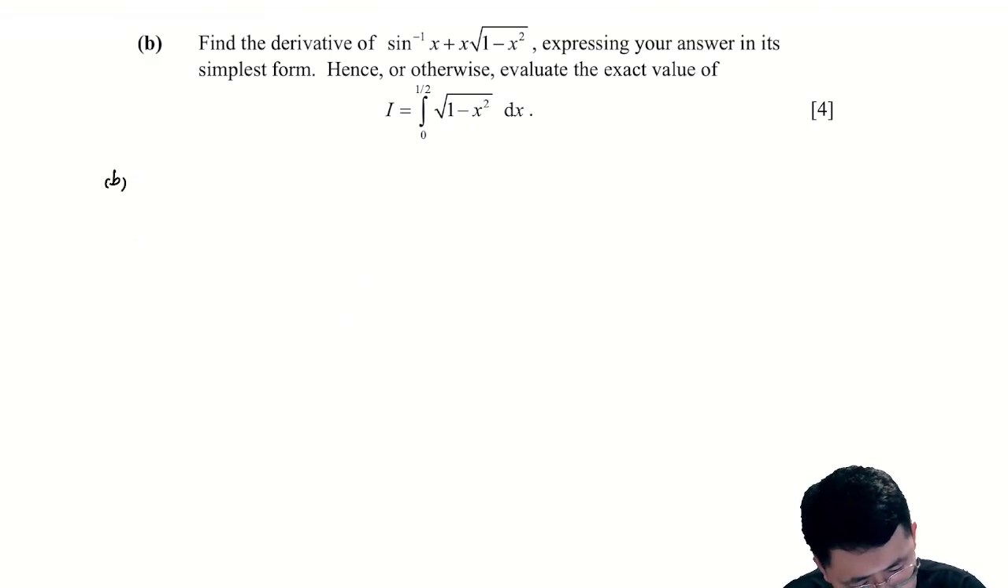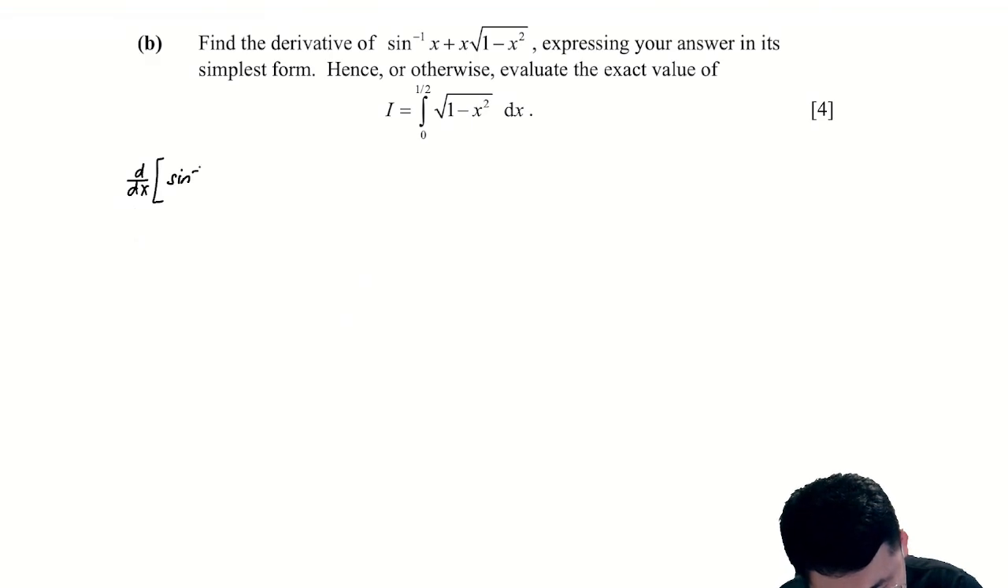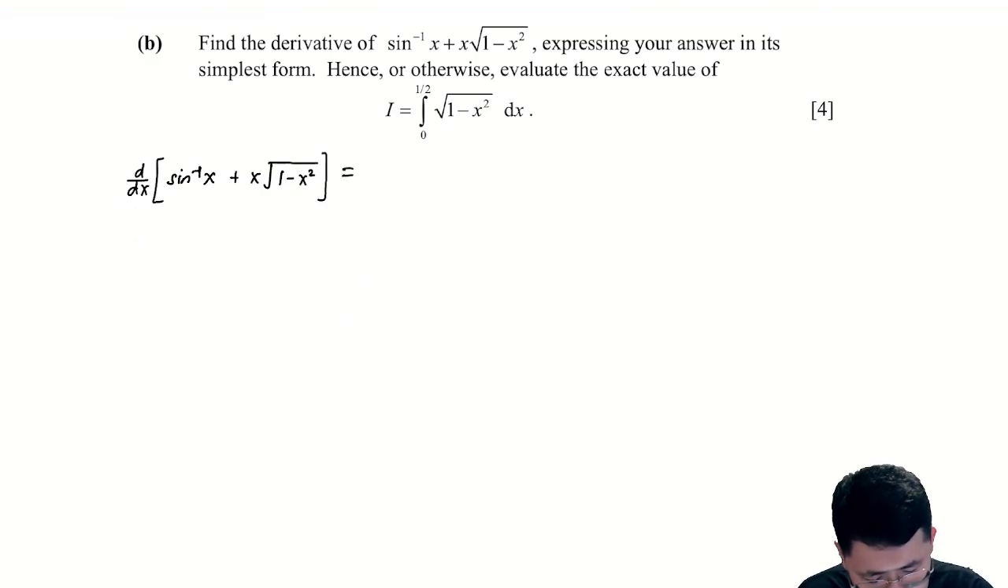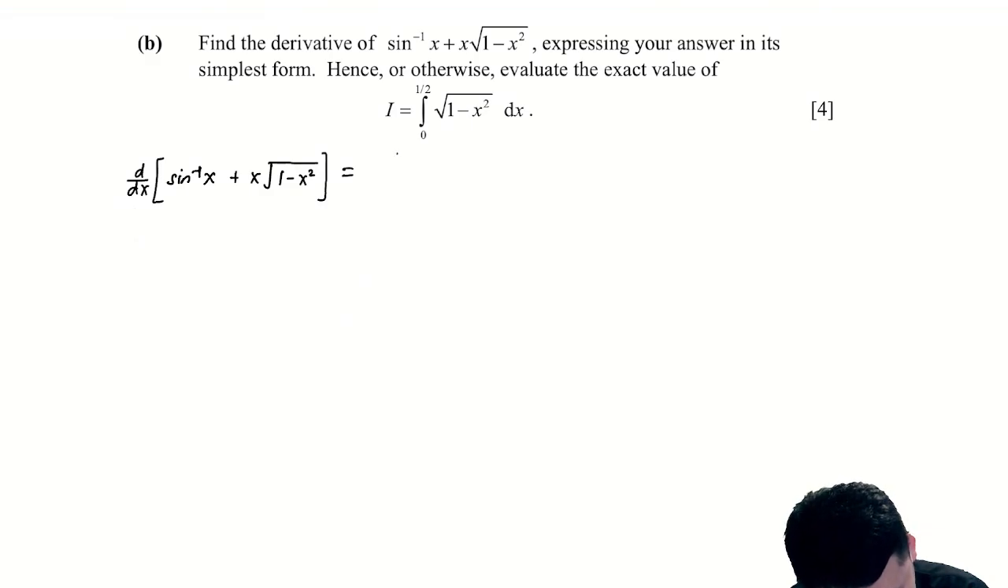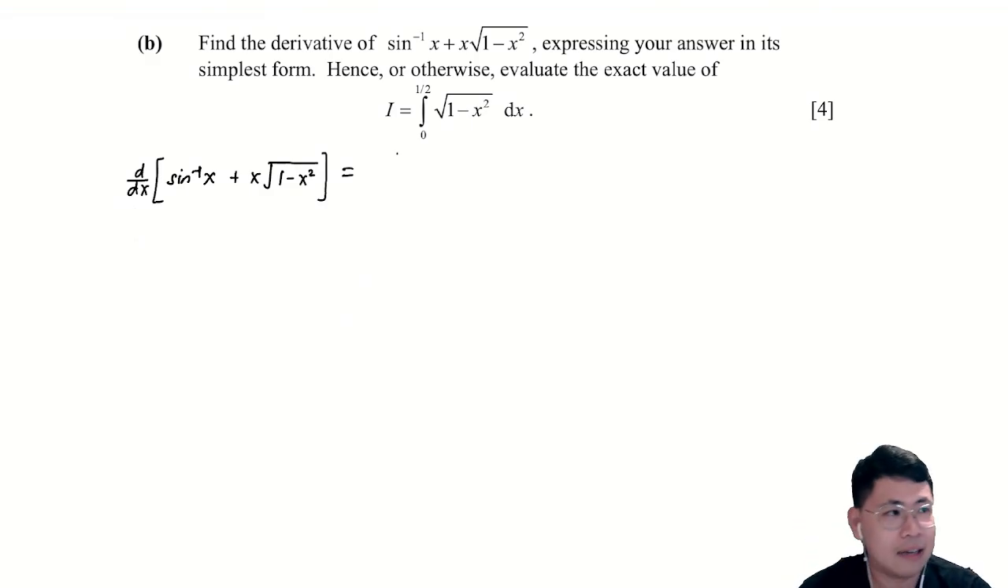Find the derivative of sine inverse x and that one. So d dx, let's try to differentiate this whole bunch of things over here, plus x times the square root of 1 minus x squared, like that. So now let's try to differentiate. Differentiating sine inverse, make use of the MF27, so we have 1 over square root of 1 minus x squared. This one over here is in MF27, or you can just remember it by heart.